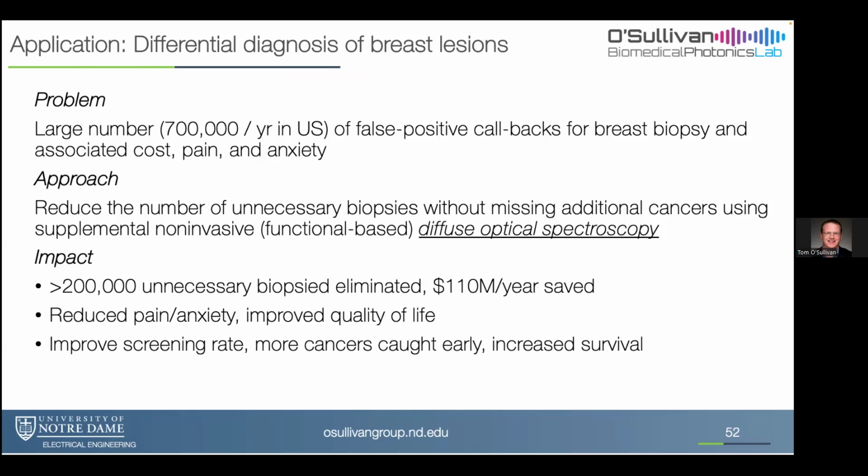And that of course causes a lot of unnecessary biopsies. It costs a lot of extra money. But I think particularly for these women who oftentimes need repeat biopsies, oftentimes there's a benign breast condition.